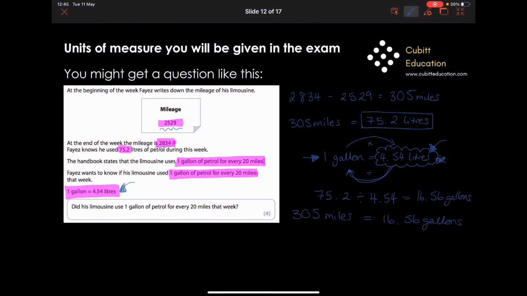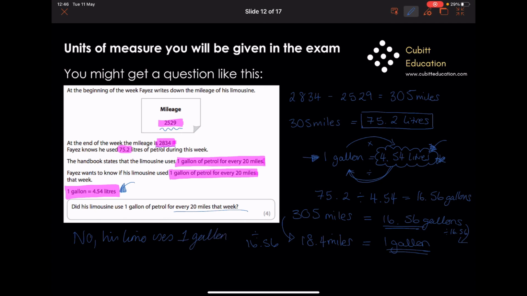Now the last thing we've got to do is work out how many miles he drove on 1 gallon. So all we need to do that is divide by 16.56, because here's 16.56 and we want to get to 1. So we just divide this by 16.56 and that gives us a total of 18.4 miles. So, did his limousine use 1 gallon of petrol for every 20 miles? No. His limo uses 1 gallon of petrol for every 18.4 miles.